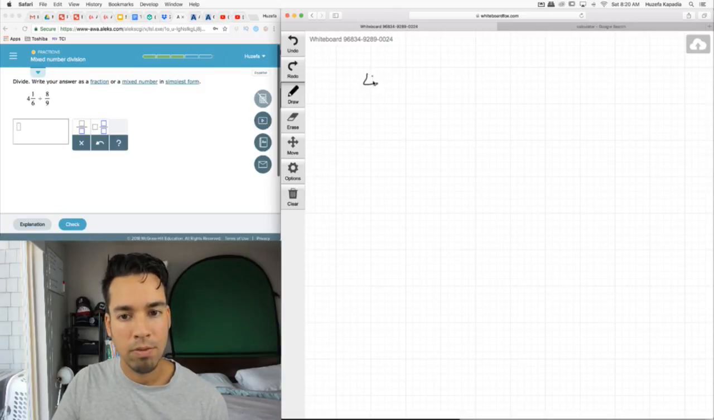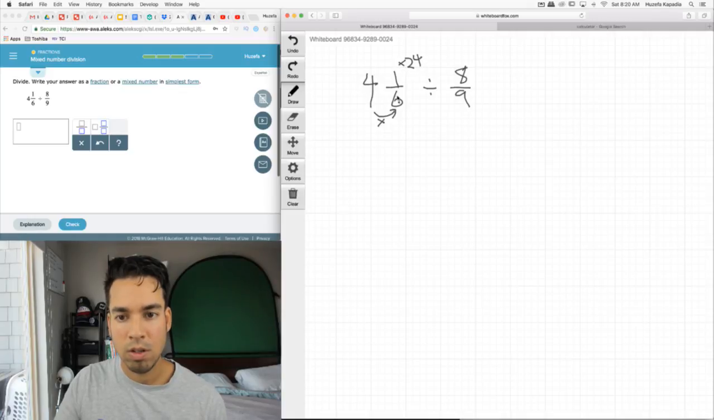Final question, 4 1/6 divided by 8/9. Turn this into an improper fraction. 4 times 6 is 24. Oops, that's a plus, sorry. 1 plus 24 is 25/6 divided by 8/9. Now we do keep, change, flip.